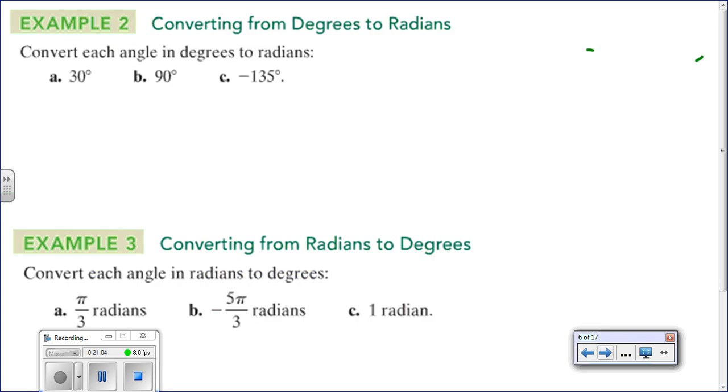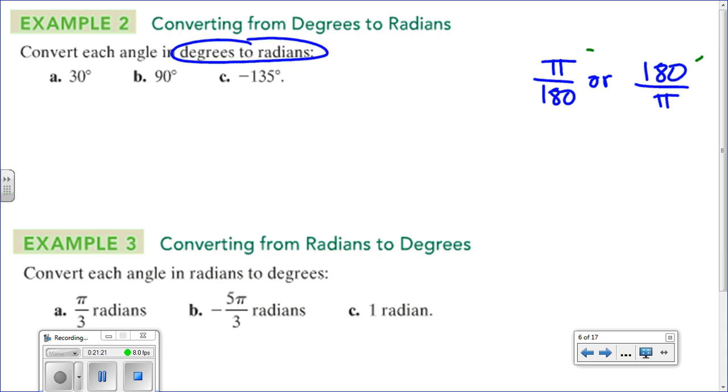And so we have two options, of course, the one with pi on top and the one with pi on the bottom. So what do we want to accomplish here? Do we want to go from degrees to radians? So do we want to have pi or not? If it's radians, yes. So we have to keep pi on top.